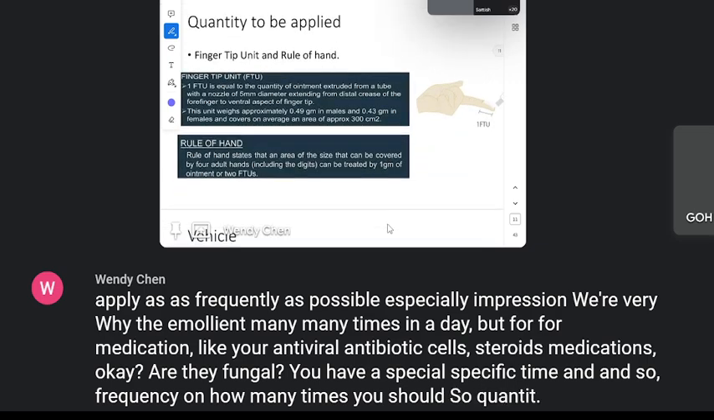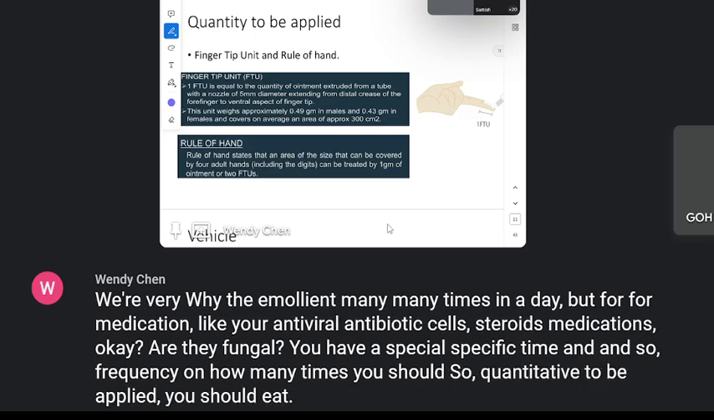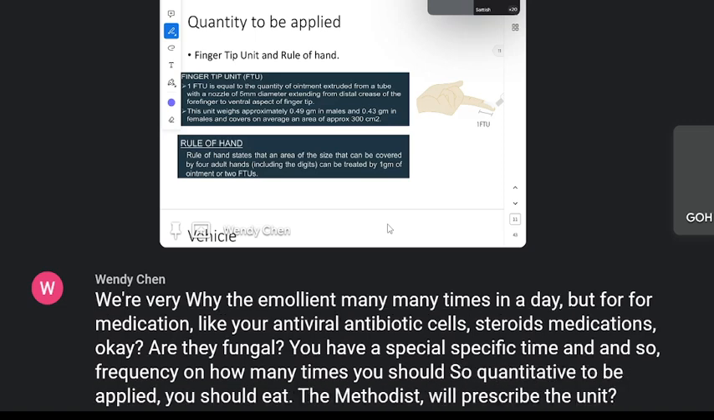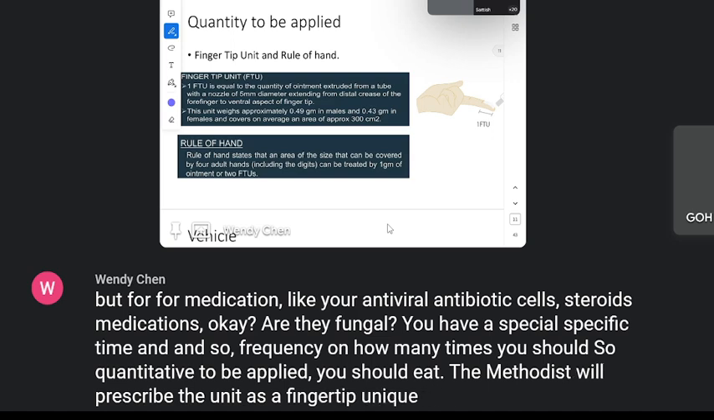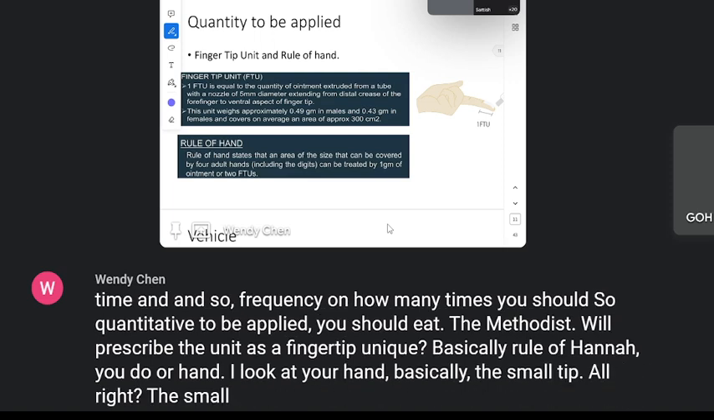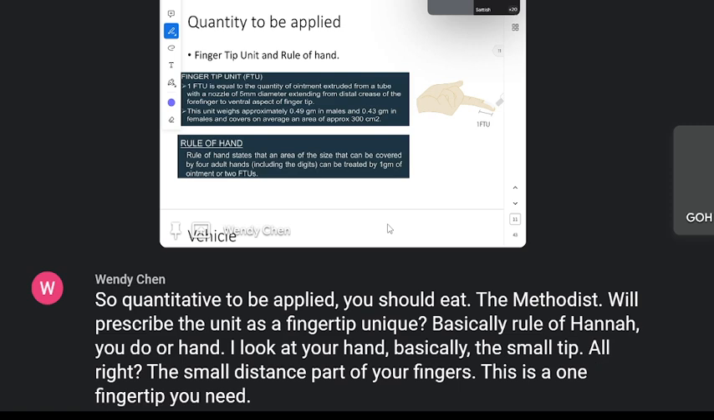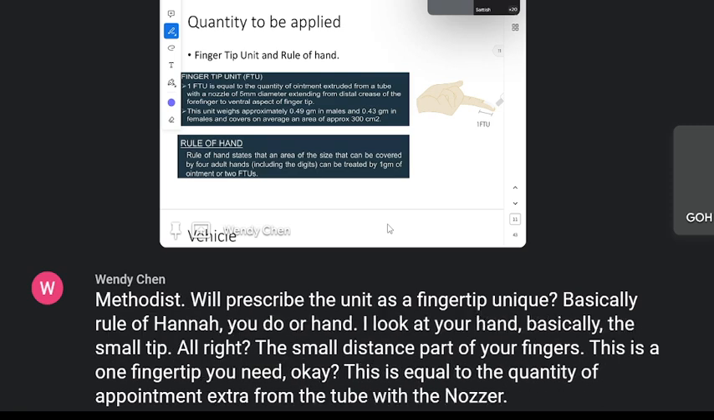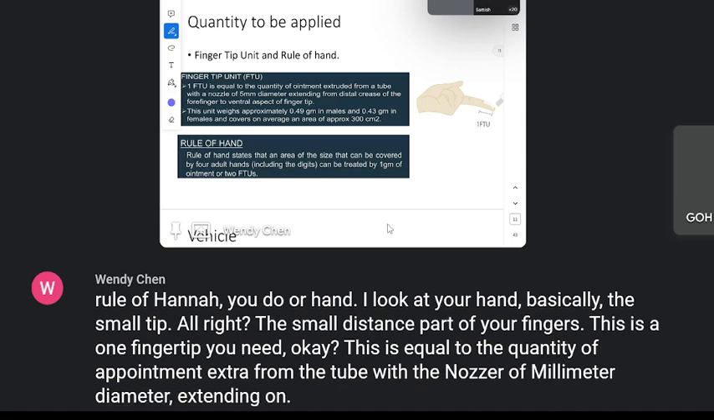So, quantity to be applied. Usually the dermatologist will prescribe the unit as a fingertip unit, basically the rule of the hand. You look at your hand, the small distal part of your finger. This is 1 fingertip unit. This is equal to the quantity of ointment extruded from a tube with a nozzle of 5 mm diameter, extending from the distal crease of the forefinger to the ventral aspect of the fingertip.